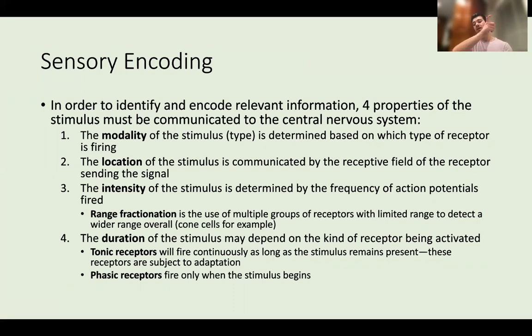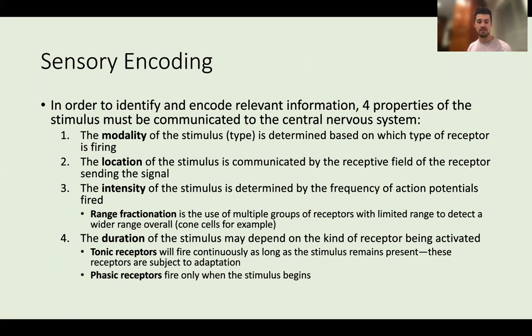So altogether, each group of cone cells allows us to see the entire visible spectrum of light. That is called range fractionation, when we have small groups with limited ranges, and we combine them for a wider range overall. So 4 is the duration of the stimulus, and the response to the stimulus is going to depend on the kind of receptor being activated.